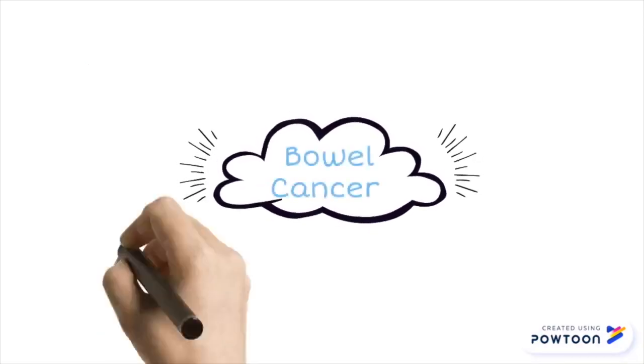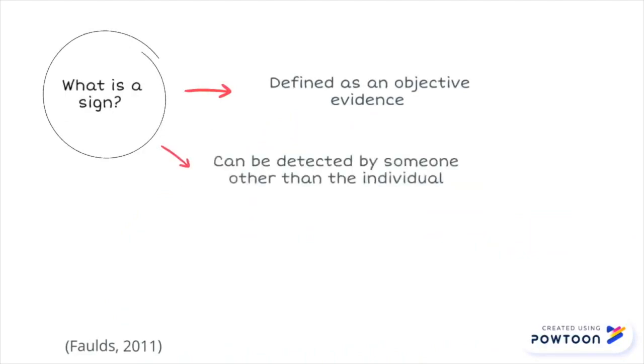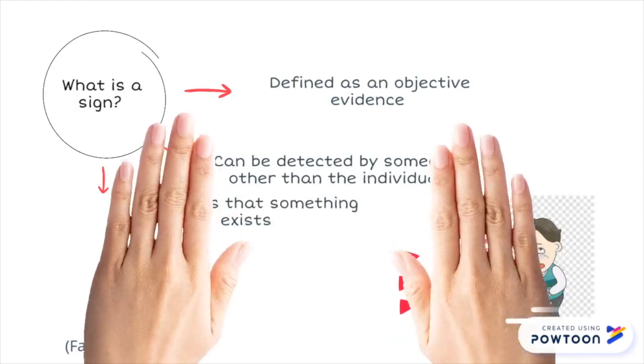Signs and symptoms. A sign is defined as an objective evidence. It is a phenomenon that can be detected by someone other than the individual. It is a fact that something exists, is happening, or may occur in the future. They can be seen or felt by the patient, physician, and others, which can therefore identify their fundamental cause.